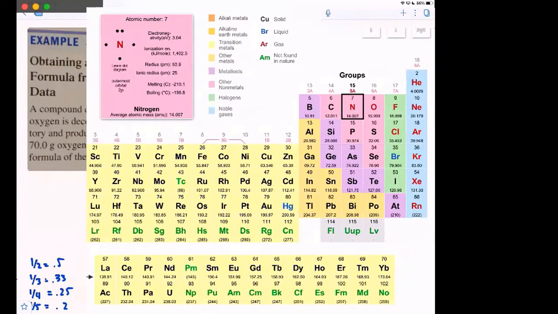And the elements that form diatomics are hydrogen, nitrogen, oxygen, fluorine, chlorine, bromine, and iodine. These are the ones that, in their ground states, form diatomics. You can form diatomics for the halogens. These can form diatomics under certain circumstances. They're not considered the lowest energy state.